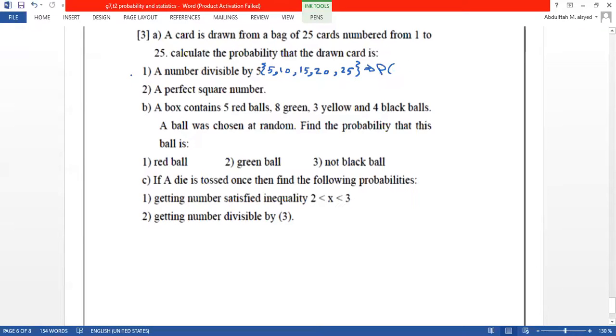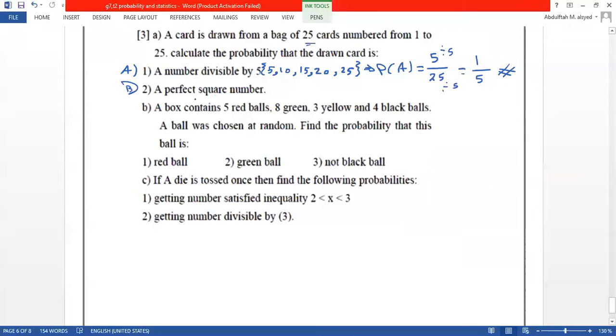Now we can find the probability of a number divisible by 5. So this is A and this is B. The probability of event A equals the number of favorable outcomes, 1, 2, 3, 4, 5, which is 5, over the total number of cards, which is 25. Now we can simplify by dividing by 5. 5 divided by 5 is 1, and 25 divided by 5 is 5. So the result is 1 over 5.